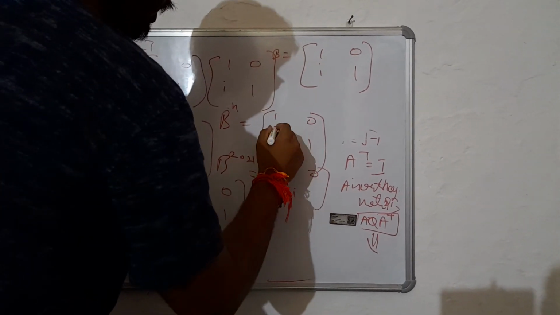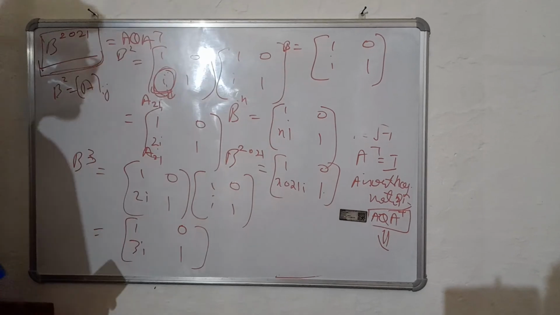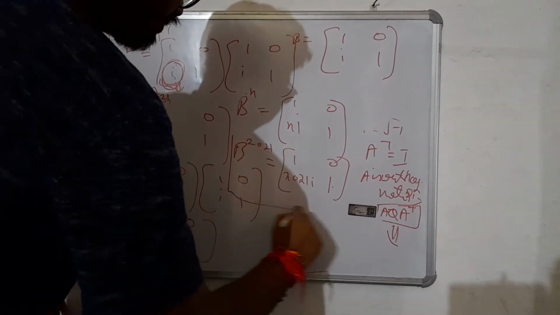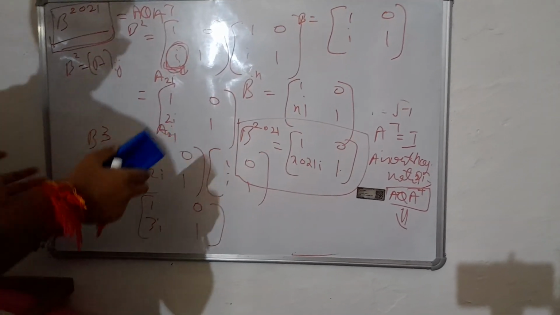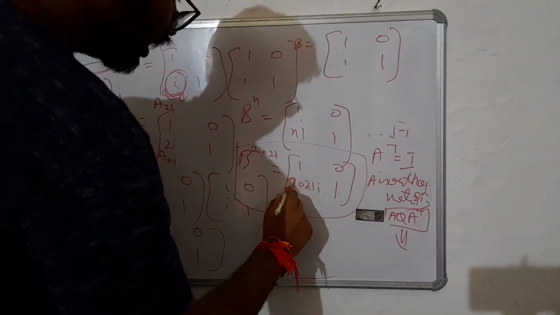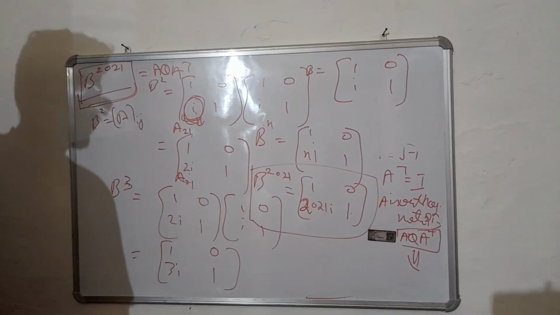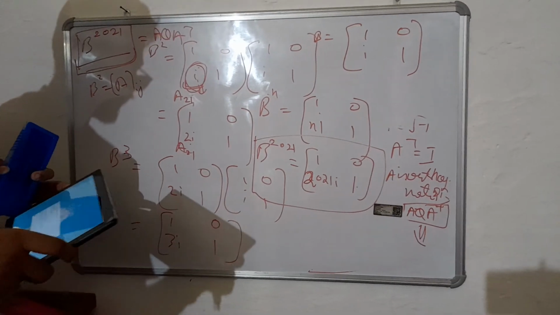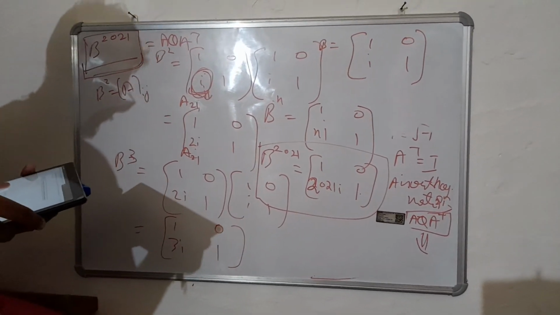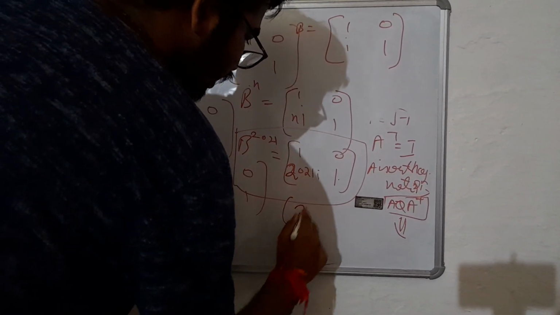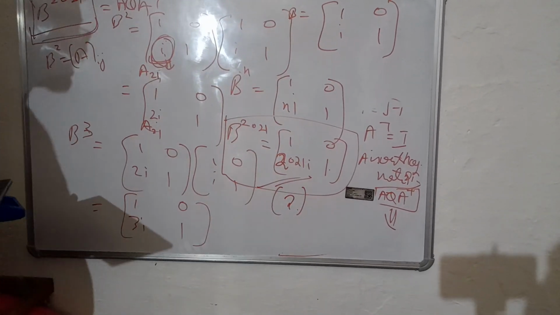Oh, this is not factorial, this is iota. So this is our answer. Let me write it. Okay, I think it's clear. The answer of AQA transpose is 1 0, 2021 iota 1. So the correct answer is the second option, this one. This is the answer for this question.